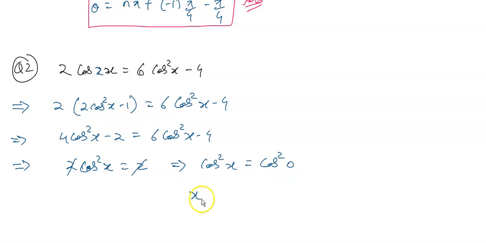So this implies x is equals to 2n pi. Sorry, not 2n pi, it should be n pi plus minus alpha होता है. So n pi plus minus alpha में what is the value of alpha, which is 0. So x equals to n pi is the answer, where n belongs to integer.